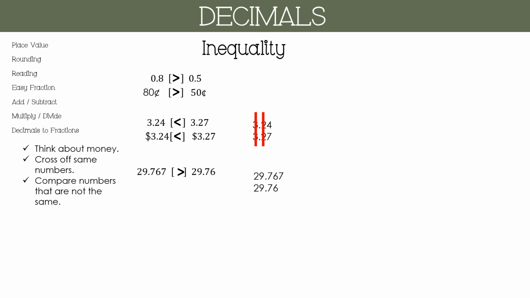So let's start canceling things out. The 2's are the same, the 9's are the same, the decimal points line up, that's good. The 7's and the 6's. Now all I have left is a blank and a 7. Well, the blank is a 0. So which is bigger, the 7 or the 0? Well, the 7. So that means that 29 and 767 thousandths is larger than 29 and 76 hundredths.